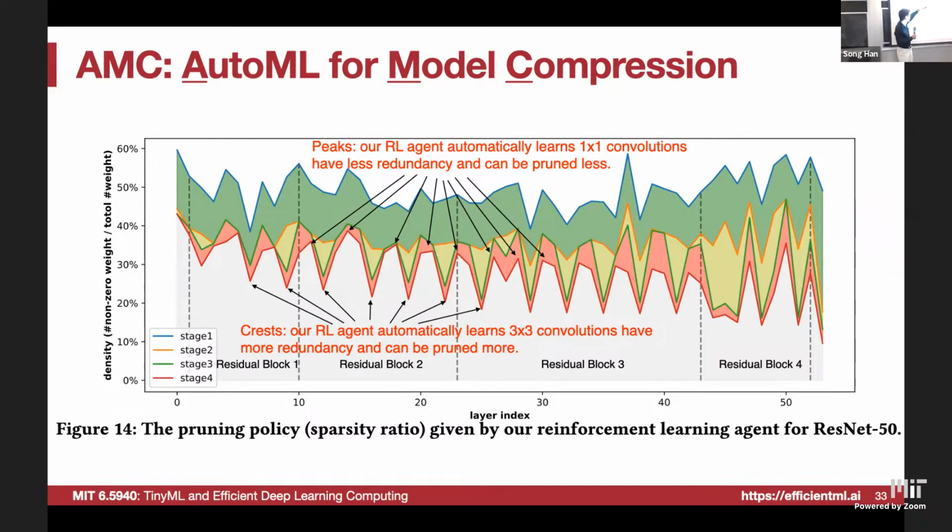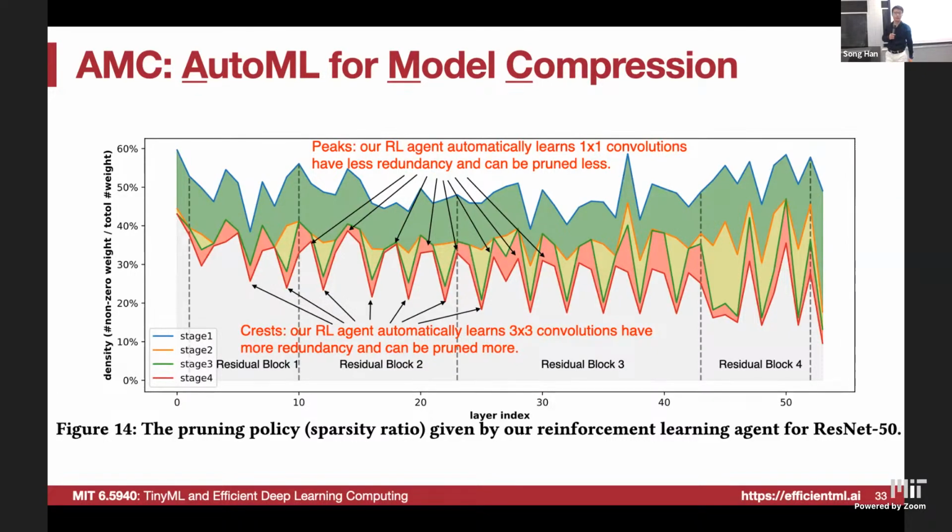So we are having different stages. In stage 1, this is the sparsity ratio, and then we prune it more until the final stage, which is stage 4. We find very clearly this is a zigzag pattern, right? Some of the layers the agent can automatically prune very aggressively, like here, here, and here, versus some of the layers are pruned less aggressively.